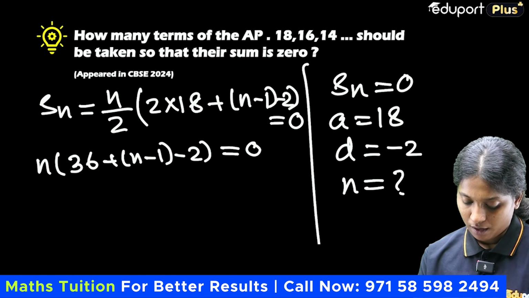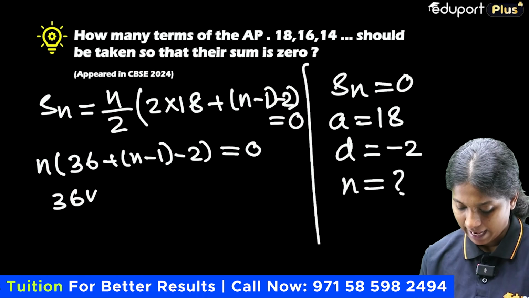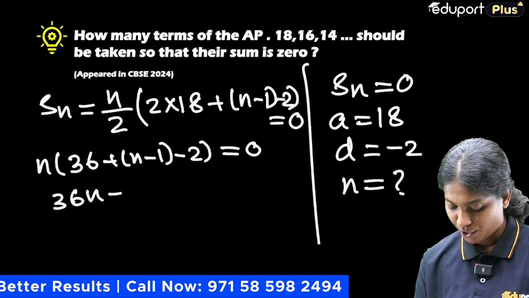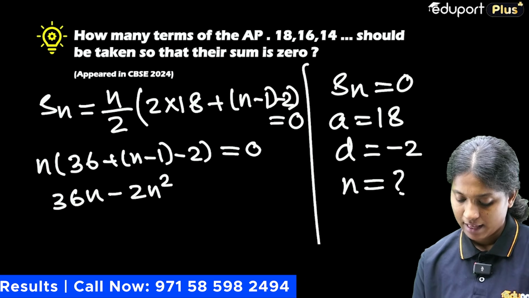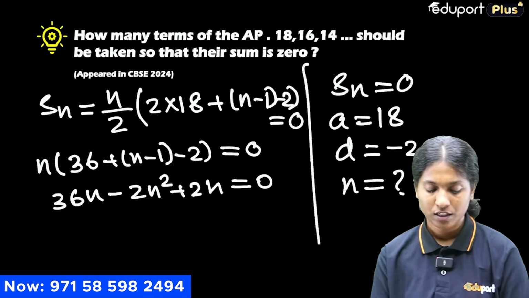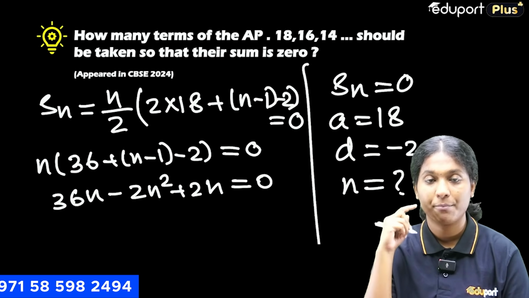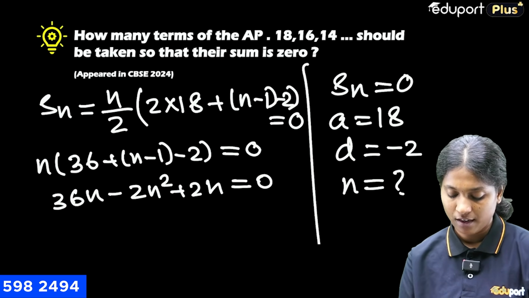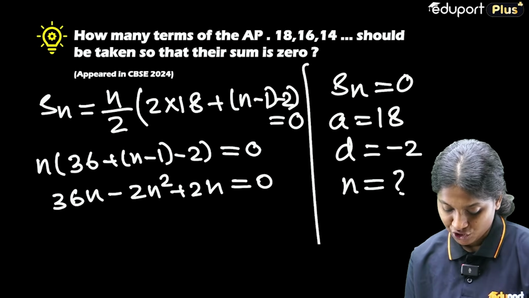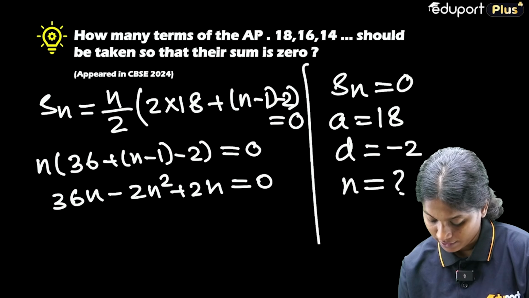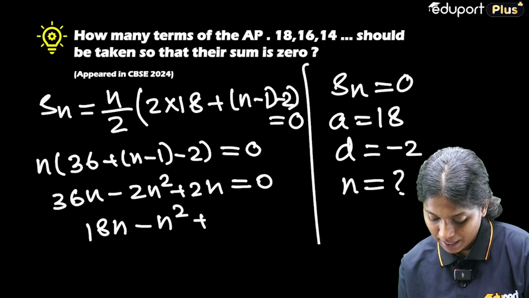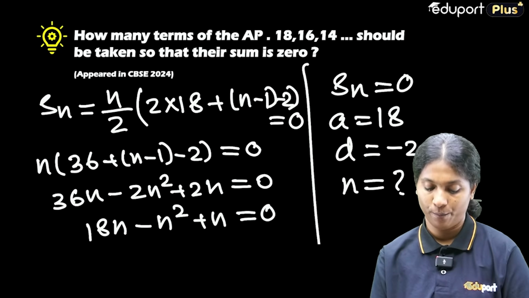Now, we are multiplying all of this. So, 36n minus 2 into n into n, so minus 2n square, then plus 2n equal to 0. So, 36n minus 2n square plus 2n is equal to 0. We can divide by 2 because 2 is a common factor in each term. So, 18n minus n square plus n equal to 0.